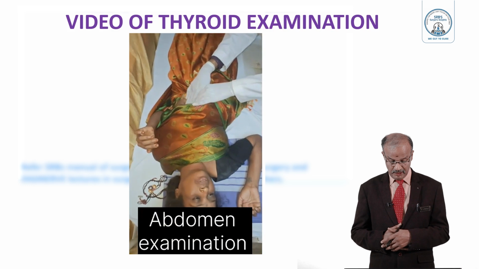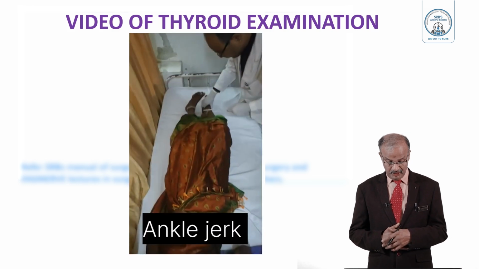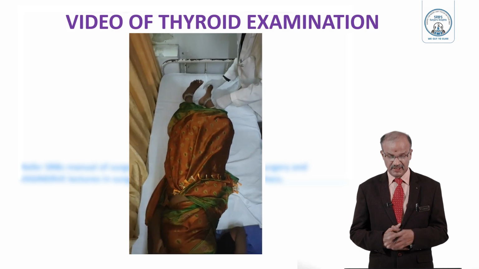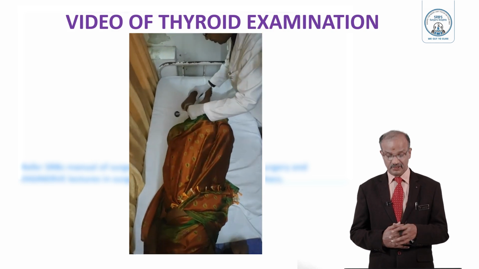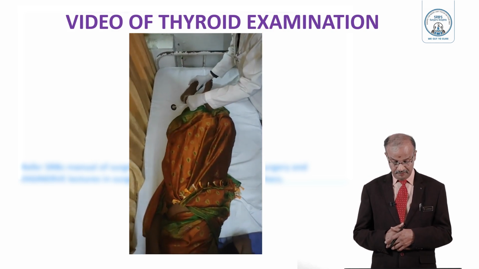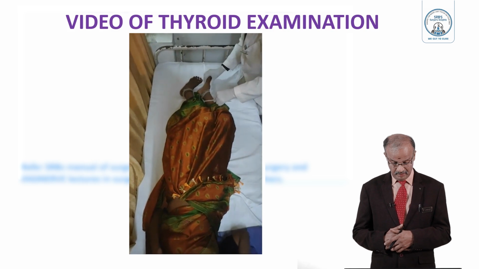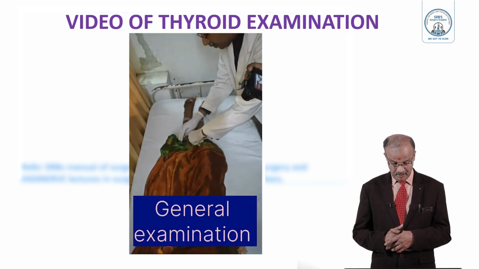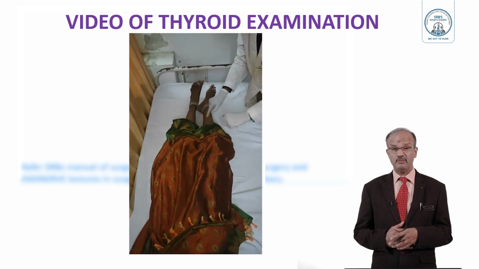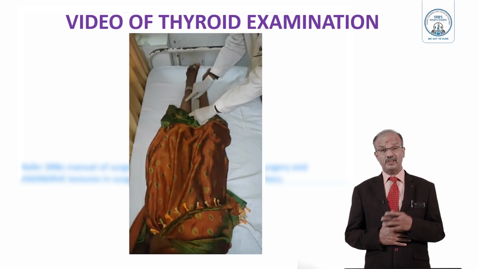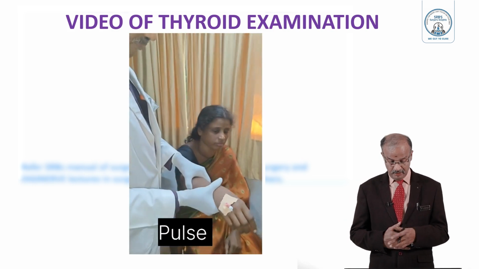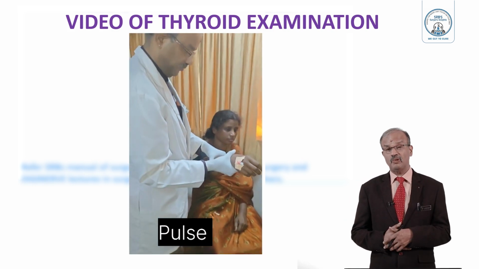Abdomen, hepatosplenomegaly, that is important. Abdomen examination. Ankle jerk, knee jerk: it's exaggerated in toxic and less in this one. Pretibial myxedema, but fixed edema, how to check. General examination is important: pulse, BP, and other things. I put it in the last, what is important again.